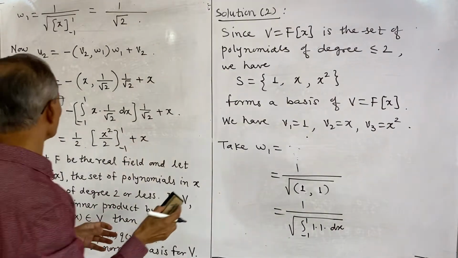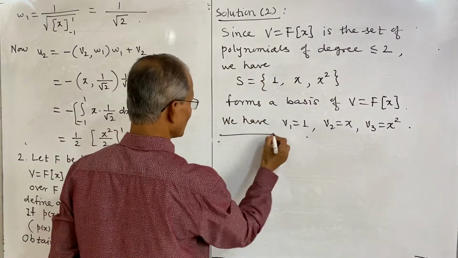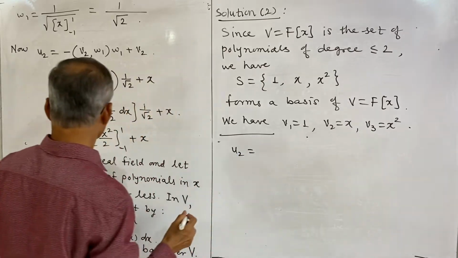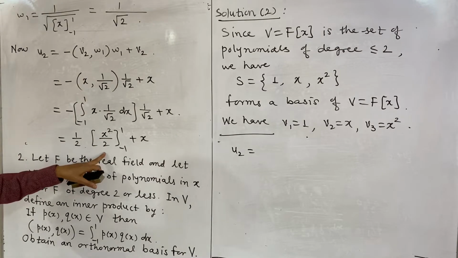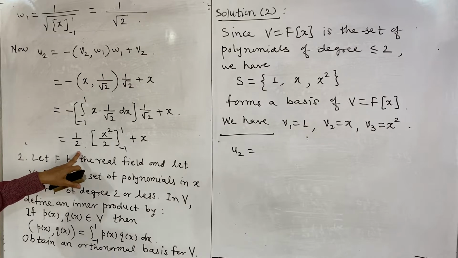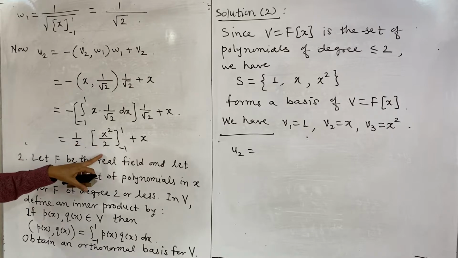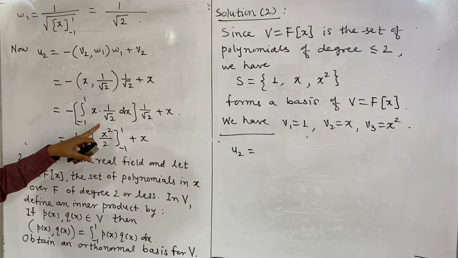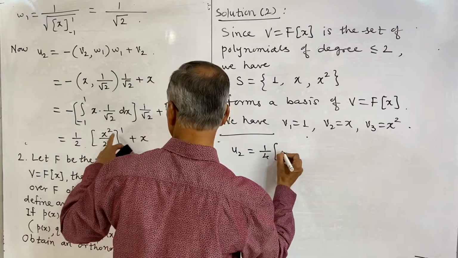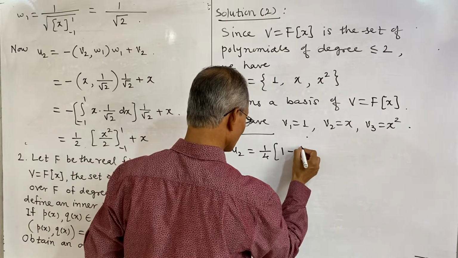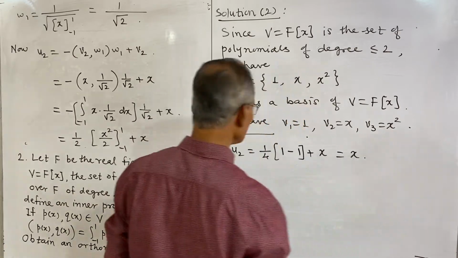Further this calculation gives U2 as, this is half, and this 2 can also be outside the limits, so it is 1 by 4. The upper limit is 1, so it is 1 square, minus the lower limit minus 1, which is 1 square, and they cancel. Actually this will be 1 by 4 in bracket, 1 square is 1 minus 1 square is again 1, and plus x, and thus this is only x. U2 is equal to x.